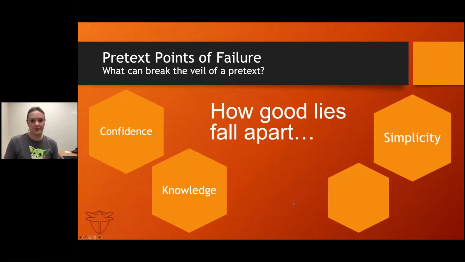So how do good lies fall apart? There are three main areas where I feel that good lies can quickly fall apart. And those three areas are your confidence, the knowledge that you have to substantiate what you're saying to the target, and then the simplicity of that pretext. And we're going to break each one of those things down.